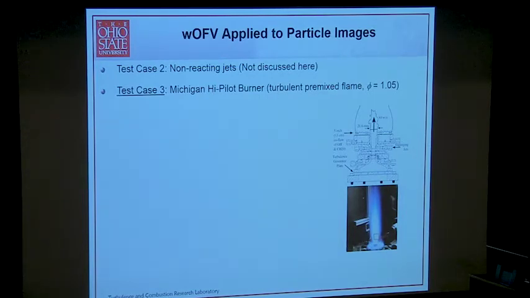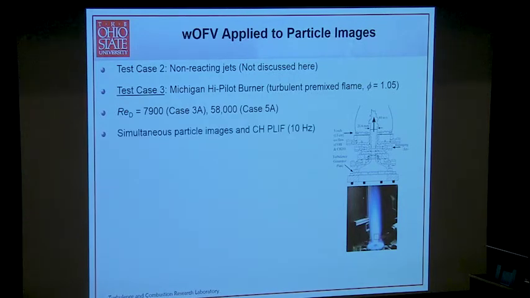So there's a highly turbulent premixed flame called the Michigan High Pilot Burner. It's piloted, very high Reynolds number, 7,900 for case A and 58,000 for case 5A. One thing I should point out is that within our experimental fluids paper, we showed that optical flow is not just a way to process particle data. You actually should do the experiment differently. You use different seeding, you use different delta T's. This is a case where we took a colleague's actual data that was taken for PIV, which is not optimized for optical flow, but we thought we would just process it and see how we do.